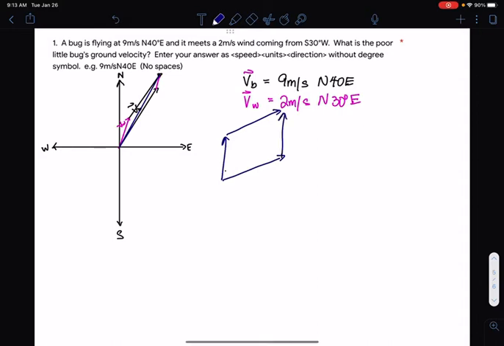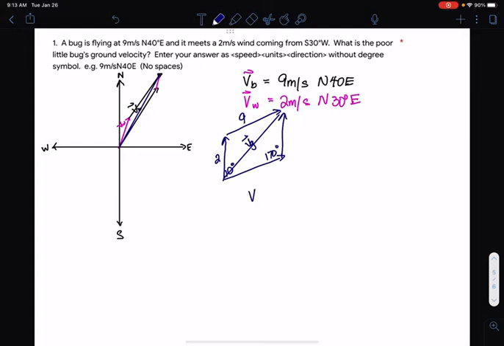So the angle here is 10 degrees because it was 40 degrees from north for the first vector and 30 degrees from north. So the angle between is 10 degrees. So now I can draw my resultant, which is going to be the velocity from the ground of the poor bug. So this is 9. Oops. That's not right. That's 2. This is 2. This is 9. And this angle over here is 180 minus 10, which is 170 degrees.